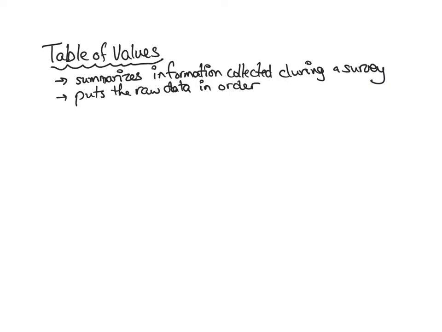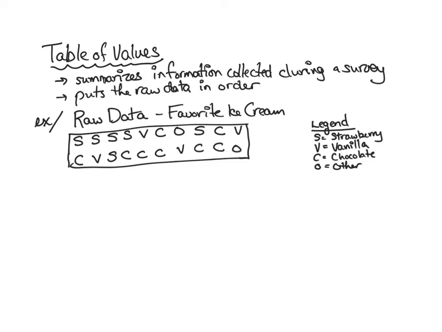So, the best way to go through this is to look at an example. Let's say that we had raw data that was given. So let's look at this example. We have the question being, what is your favorite ice cream? If we look at the legend, we can see that the raw data has meaning. So S is strawberry, V is vanilla, C is chocolate, O is other.